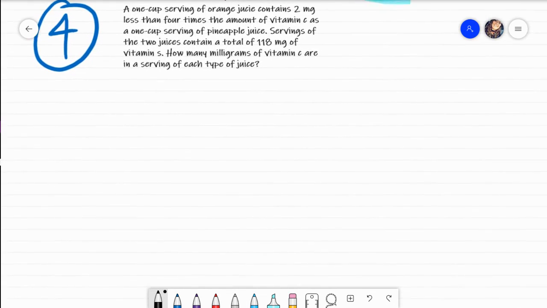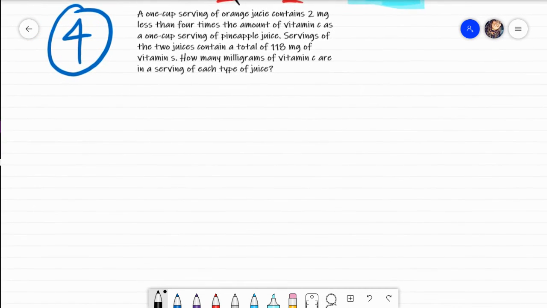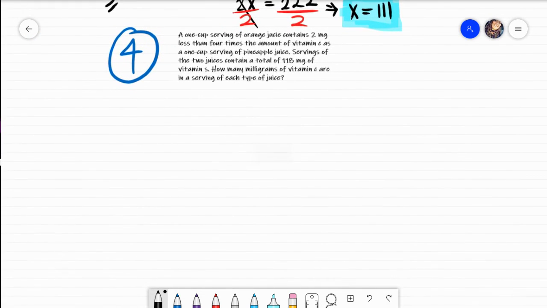Trying to scoot up. And now trying to zoom out.